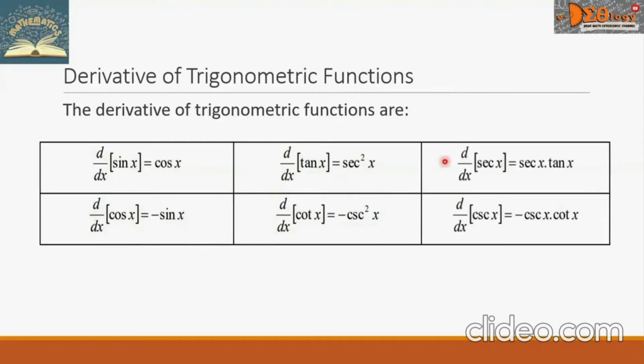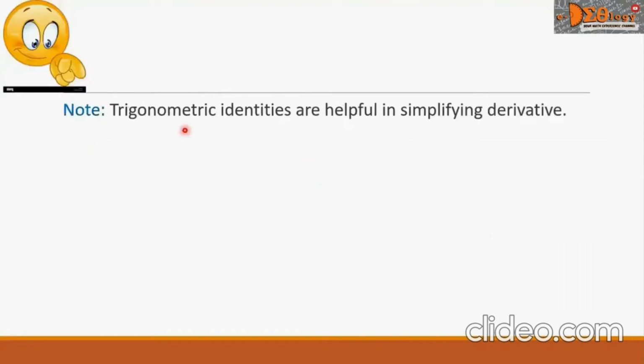The last two, we have d over dx of secant x. This is equal to secant x times tangent x. The last is d over dx of cosecant x. This is equal to negative cosecant x times cotangent x. Take note that trigonometric identities are helpful in simplifying derivatives.